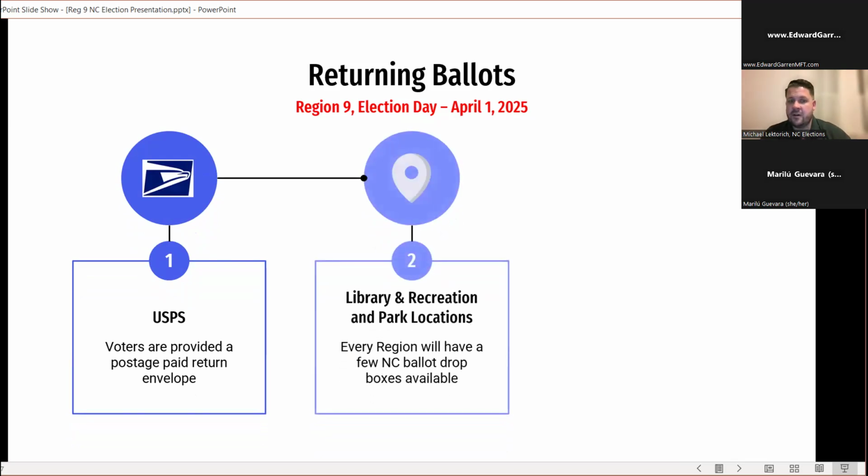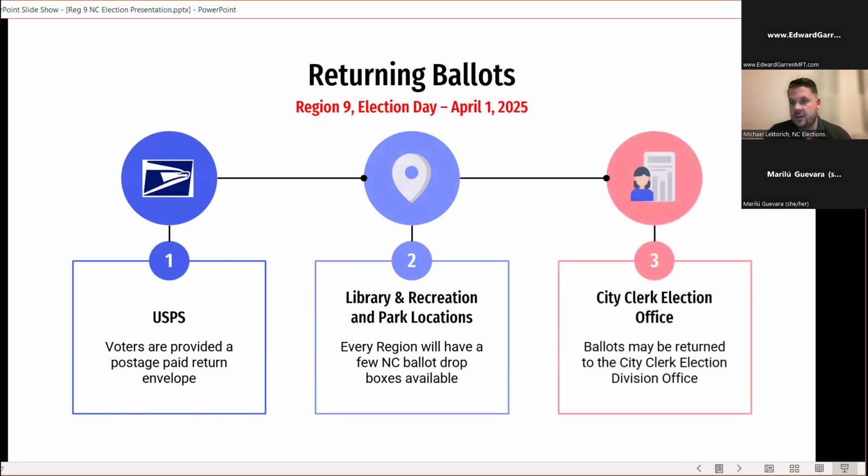We also are partnering with library and recreation and park locations. So every region will have multiple locations, library and recreation and park locations, where we will have candidate applications, vote by mail applications, along with ballot boxes available for stakeholders. And also ballots can be returned to our office.